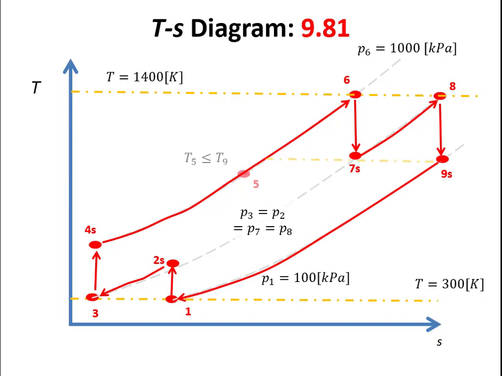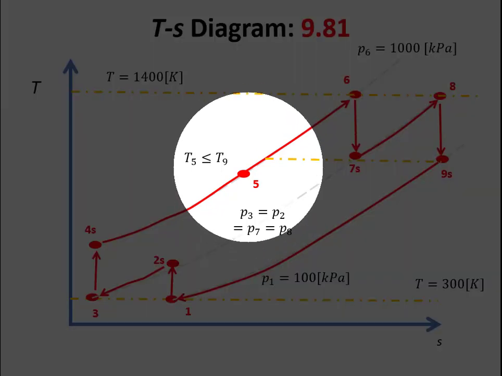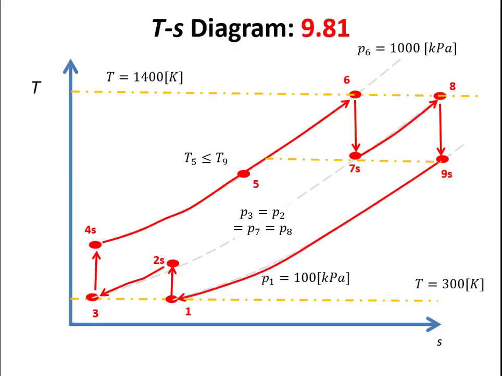Now in this case, I do also have a regenerator. So for my regenerator, the maximum temperature I could get at state 5 here would be the temperature at 7S and 9S. But in reality, it's going to be somewhere less than that. So I'll just put it here on my TS diagram where I'm showing state 5, but I don't know exactly where it's going to be.